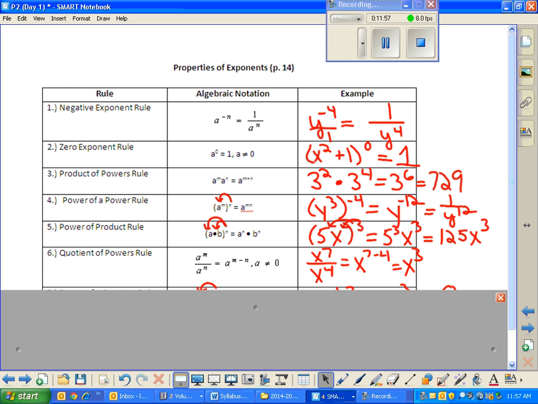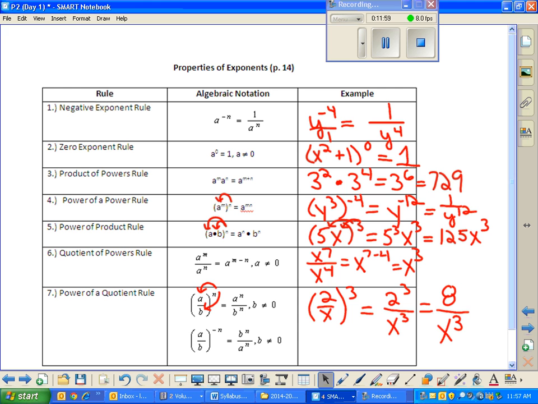And our last rule of the day, power of a quotient rule. You're allowed to distribute that exponent into the parentheses as long as there's no plus or minus. So you can distribute that 3 in, you get 2 to the 3rd over x to the 3rd, that's 8 over x cubed as your final answer.